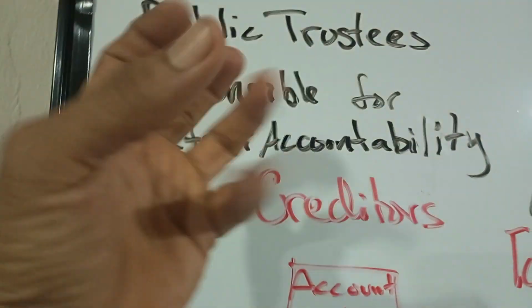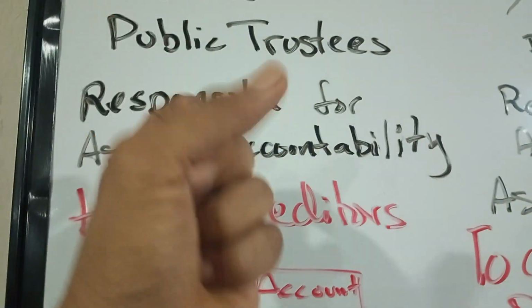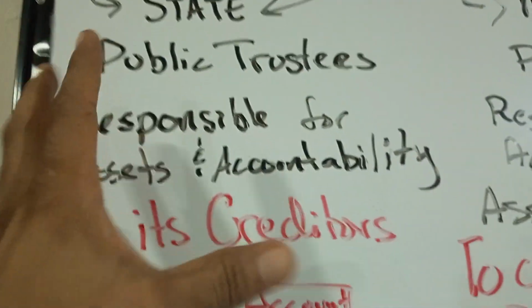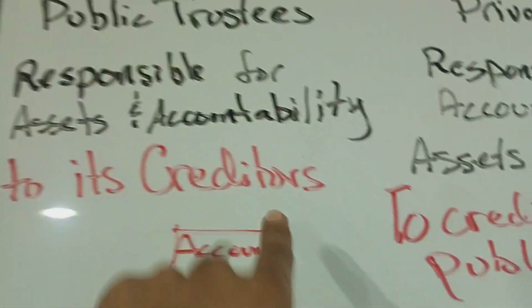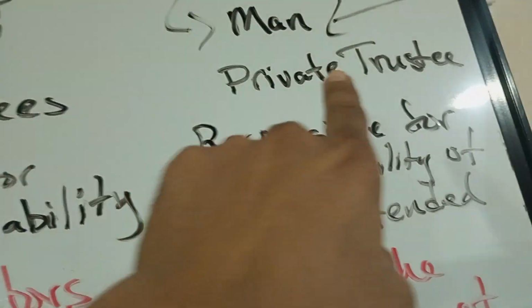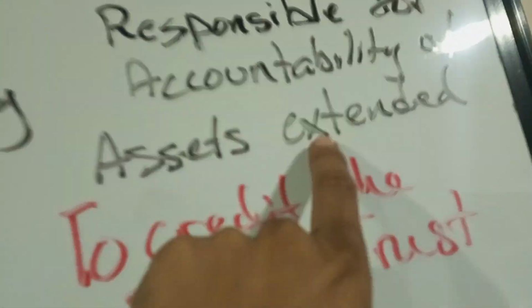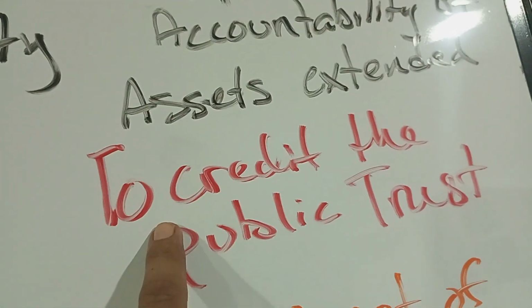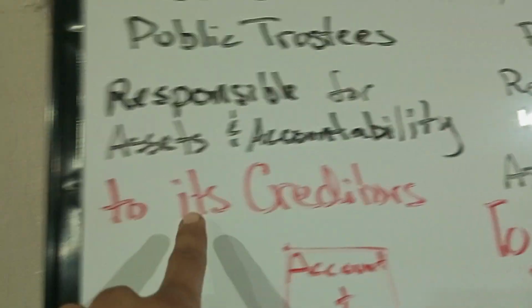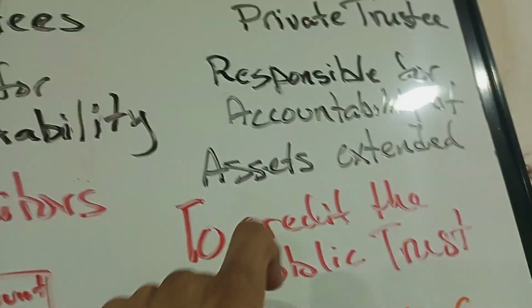They're the receivers of private property, which is valuable, and it's put in trust. And the public trustees are in charge of that. They're responsible for that. They've got to administrate it. They've got to be accountable. So now the private trust, right? The private trustee is responsible for accountability of the assets which are extended to credit the public trust. So the credits that they get, the creditors, boom, right here. They're the creditors right here.